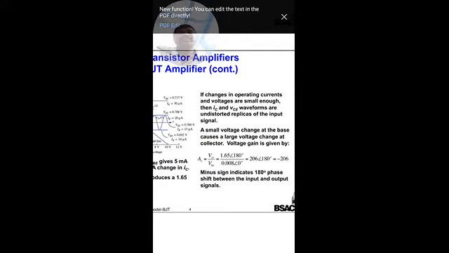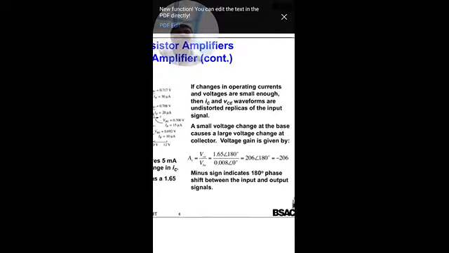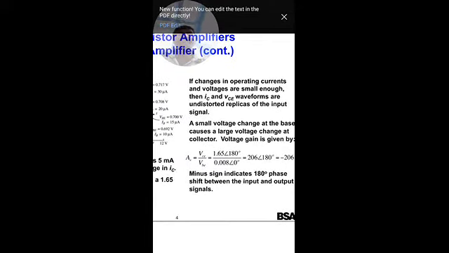A small voltage change at the base causes a large change at the collector. Actually that is the amplification. Because the base is forward biased, a small change in the base voltage causes a large change in the collector, because the collector is reverse biased. So if a small current flows through the collector, which is reverse biased, it is going to have a large voltage at the output. So that is the voltage gain, AV is VCE by VBE.